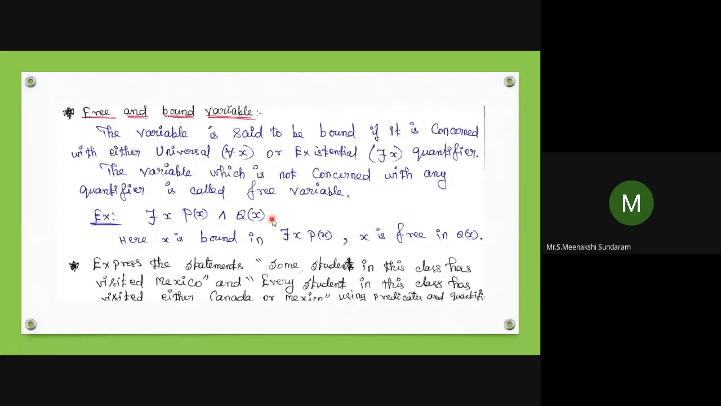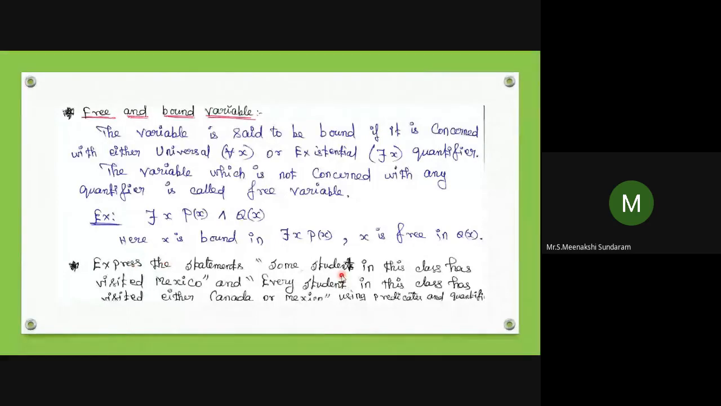For example, express the statement, some students in this class have visited Mexico, and every student in this class has visited either Canada or Mexico, using predicates and quantifiers. How do we find this? There is a quantifier, some students, and a variable, students meaning x, that is why it is a predicate.